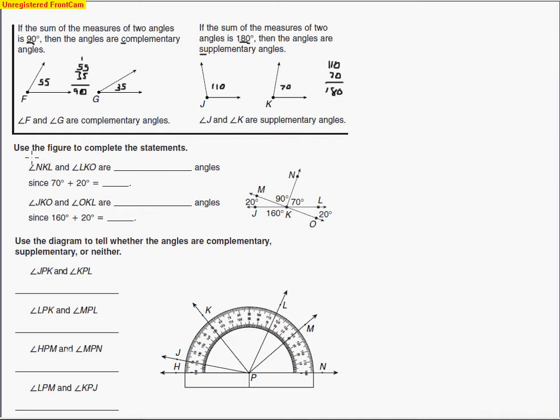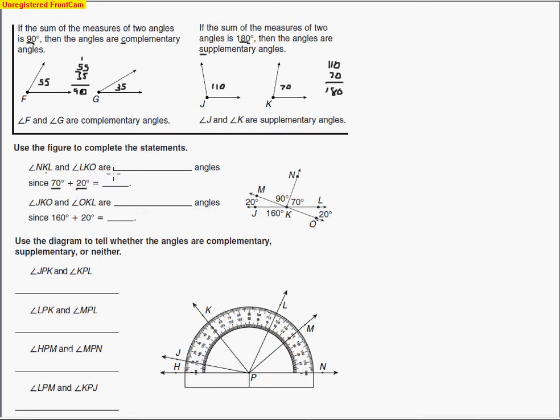It says use the figure to complete the statements. So we're using this figure right here, and it says angle NKL. Now remember, the middle letter determines where it changes directions, where the vertex is, where the corner of the angle is. So NKL is 70 degrees. Angle LKO, so L, K, and O, is 20 degrees. See, K is where the corner is, and then it goes over here. That's 20.